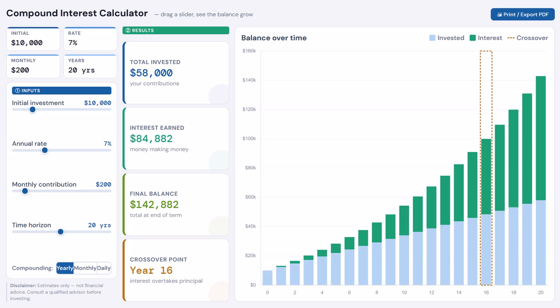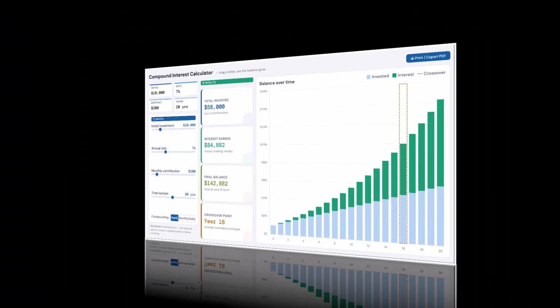Hello everyone. I built a compound interest calculator that shows you everything, not just a final number. Let me show you how it works, and then I'll show you how to get it for yourself. No special software required. It runs in a browser.